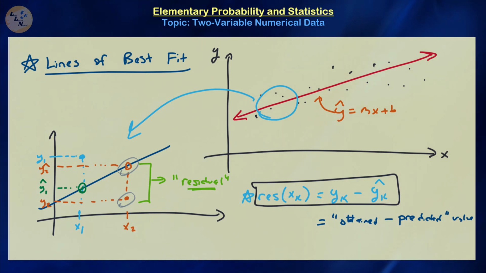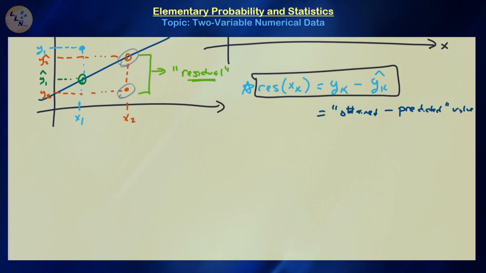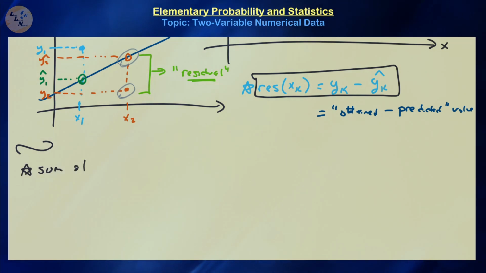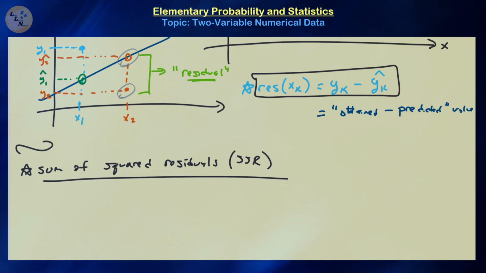So what is another metric we can use to measure the strength of the linear correlation? Well, the coefficient of determination is a metric to measure the strength of linear correlation. Another measure that we can use is what we call the sum of squared residuals. Some people will just abbreviate that as SSR.